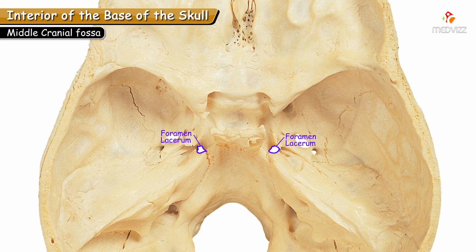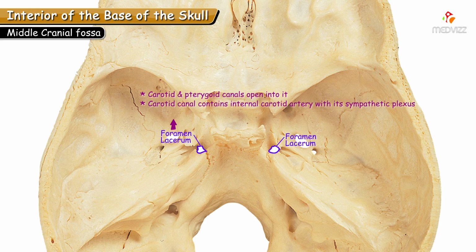The importance of foramen lacerum is that 2 foramens open above it. So the 2 foramens are the carotid canal and the pterygoid canal. The carotid canal contains the internal carotid artery and its sympathetic plexus, and the pterygoid canal contains the nerve to pterygoid canal or Vidian nerve, which is formed by the union of the greater petrosal and deep petrosal nerves.